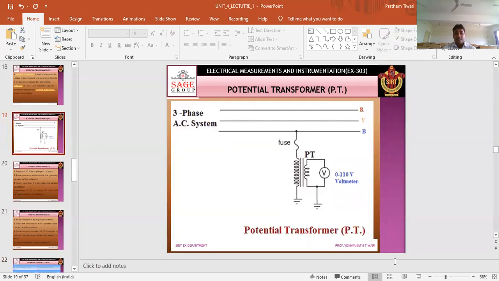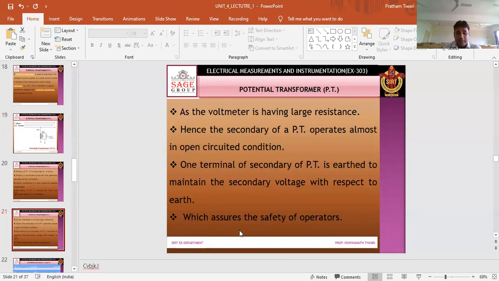Here you can see that we have earthed it here. The purpose of earthing is that we have to maintain the voltage. In this, we say it assures the safety of operation. The purpose of grounding is to assure the safety of operation.